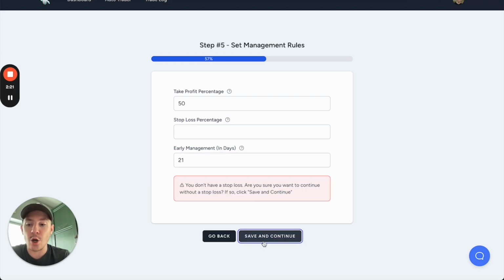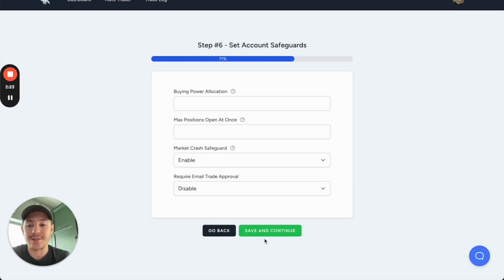Perfect. Again, no stop loss on it because it's a credit spread, so we don't really need that. There's a predefined stop loss. Plus, we're closing it early. Buying power allocation means how much money do we want to allow the auto trader to trade with. So for this specific strategy, again, a credit spread on ES is probably about, I don't know, $500 to $1,000. So I'm sure if I do $5,000, that should be plenty fine for ES.